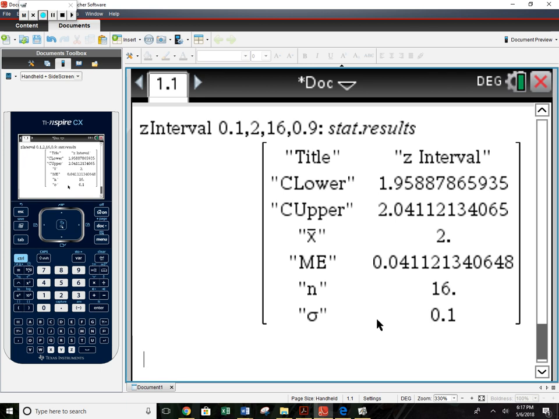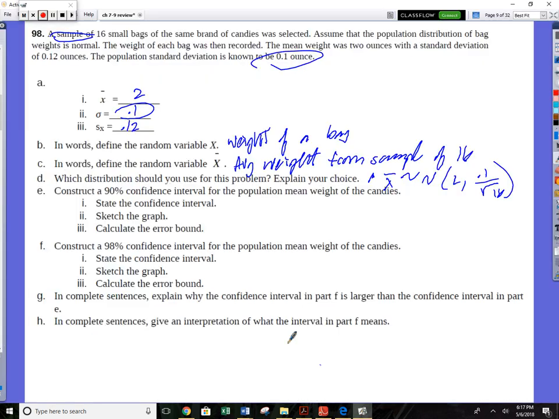And we're not going to sketch graphs, so state the confidence interval. The confidence interval here is between 1.95 and 2.04. Margin of error is 0.0411. So I'm not going to write it down. We're going to save time since we just answered that. Boom. We're not going to sketch that, and we answered that. So now we're on to F.